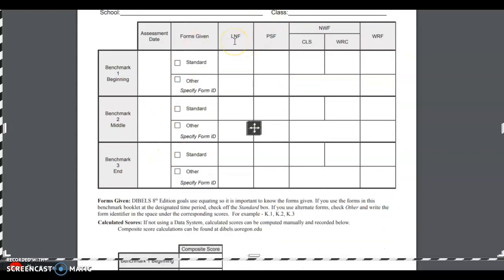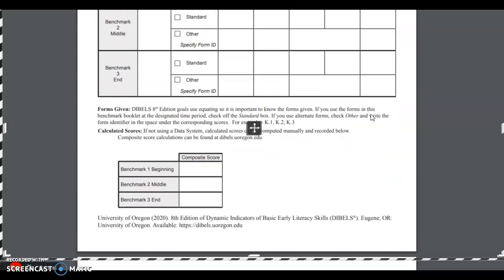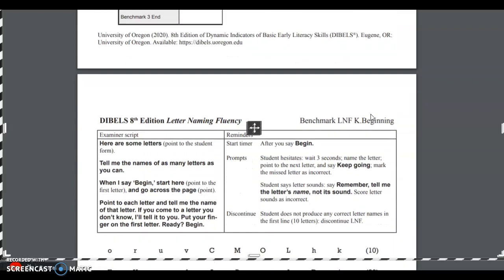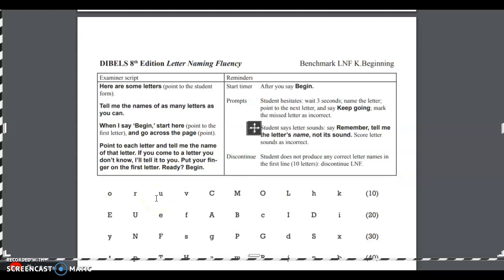Then it's looking at letter naming fluency and phoneme segmentation fluency. There's also something called nonsense word fluency and word reading fluency. Again, benchmark 3 times a year, right? So you would look at it. Letter naming is pretty standard. Here are some letters. Tell me the names of as many letters as you can. Here are the directions. They would go for a minute.